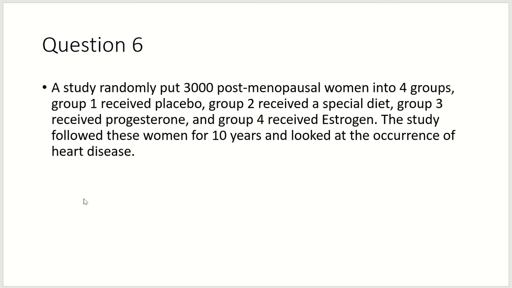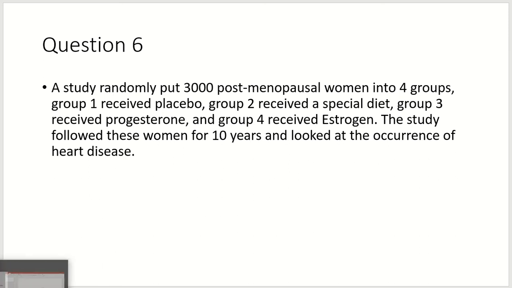A study randomly put 3,000 postmenopausal women into 4 groups. Group 1 received placebo, Group 2 received a special diet, Group 3 received progesterone, and Group 4 received estrogen. The study followed these women for 10 years and looked at the occurrence of heart disease. So how many groups do we have? Well, obviously we have 4 groups. And are they the same women in every group? No, they're not. These women are different women. What is the outcome of interest? Well, heart disease, occurrence of heart disease. This is yes or no, whether they developed heart disease or not. So you have 4 groups, independent, and your outcome is categorical.